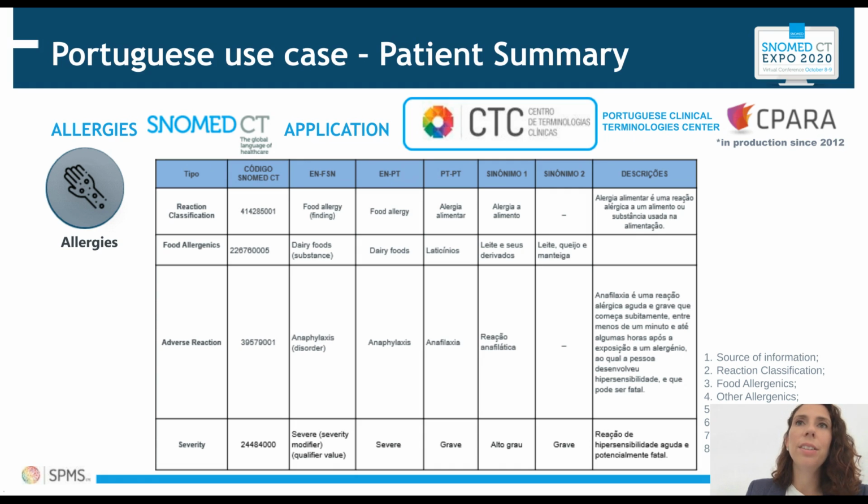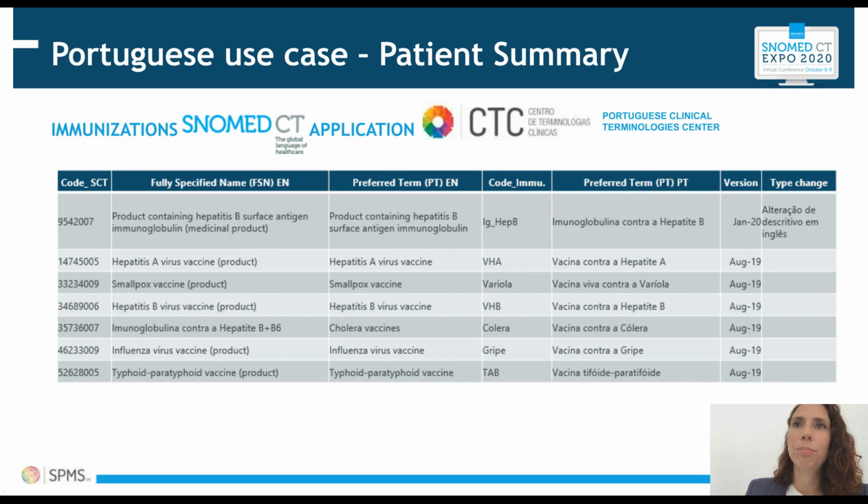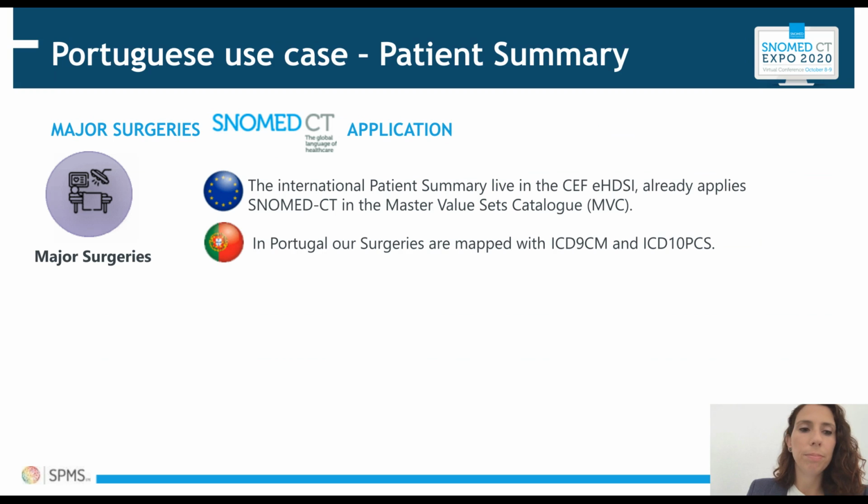Here we can see in detail the type of classifications of each SNOMED CT code. We have 253 codes, and it took us around 1 year to complete this mapping. Moving now to the immunization section, the exercise was similar. We adopted the SNOMED CT codes and prepared 77 immunization codes. This job was done between the end of 2016 and mid-2018.